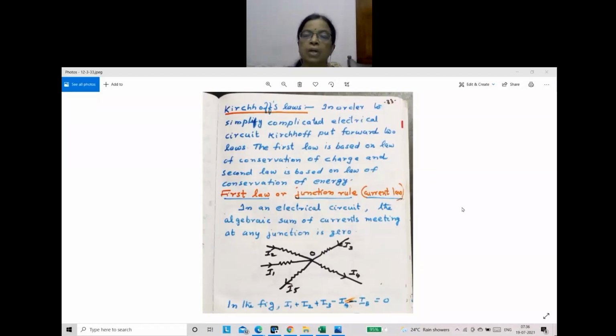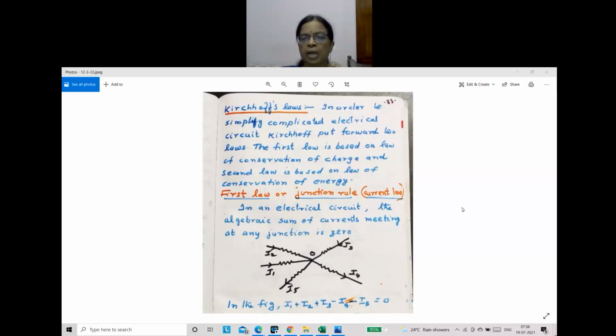Rheostat, correct. Then key. Key is there, correct. Then cell. Then resistance wire also. Okay, very good. So all these apparatus are there in an Ohm's law circuit.